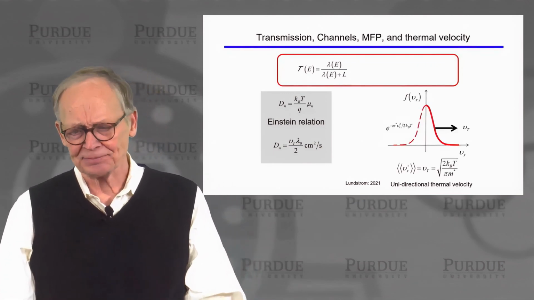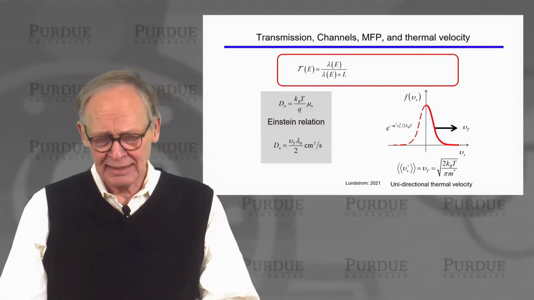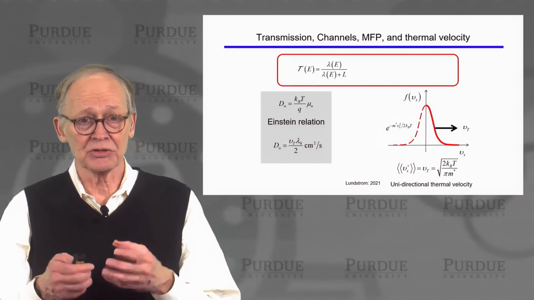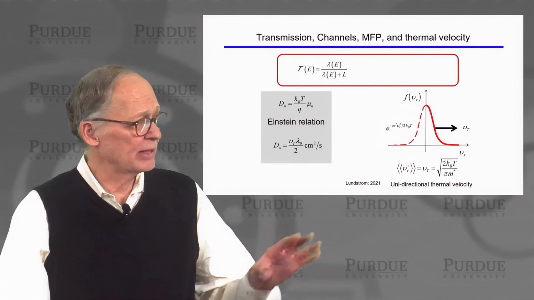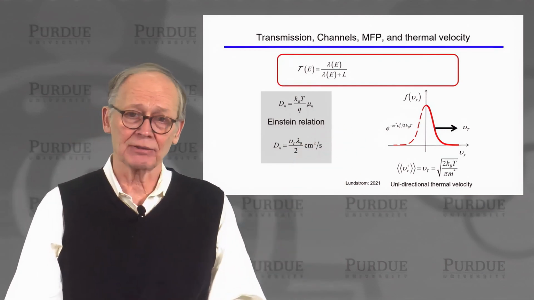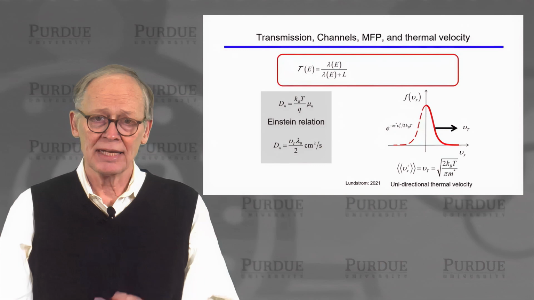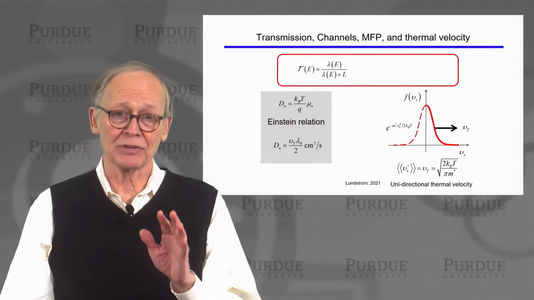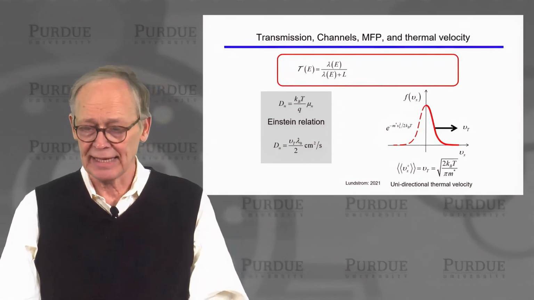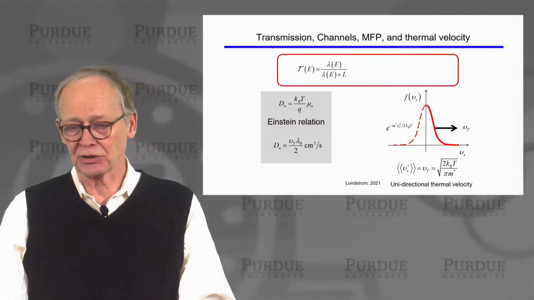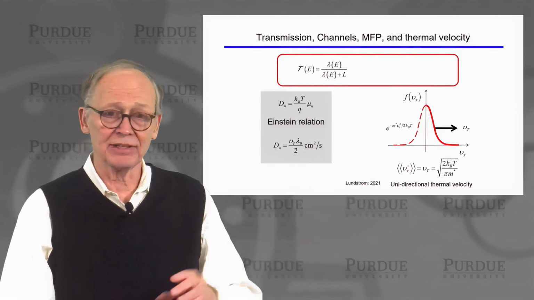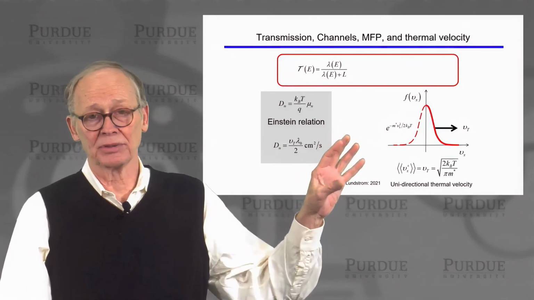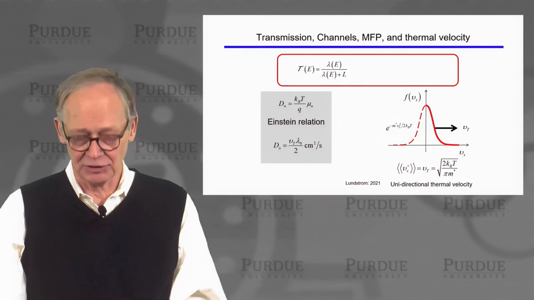Now, what is this velocity? In thermal equilibrium, the average velocity of electrons is 0. Electrons are bouncing around in random thermal motion and going nowhere on average. But if we take this thermal equilibrium distribution of electrons under non-degenerate conditions and only look at the electrons that have positive velocities, they will have some average positive x-directed velocity. That's what we call the unidirectional thermal velocity. We call that V sub t. It depends on temperature and effective mass. This is an important quantity that appears repeatedly in our analysis of these MOSFETs.